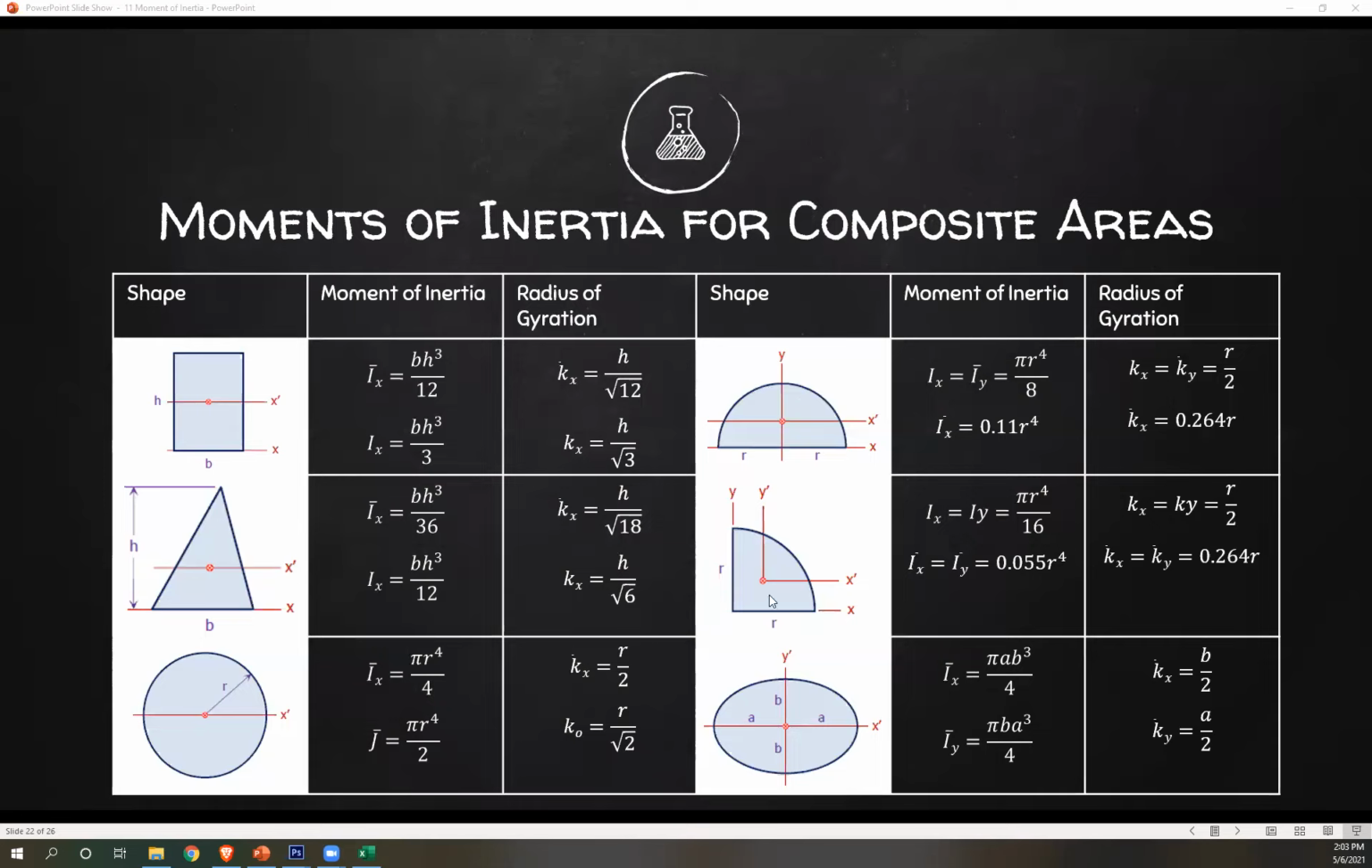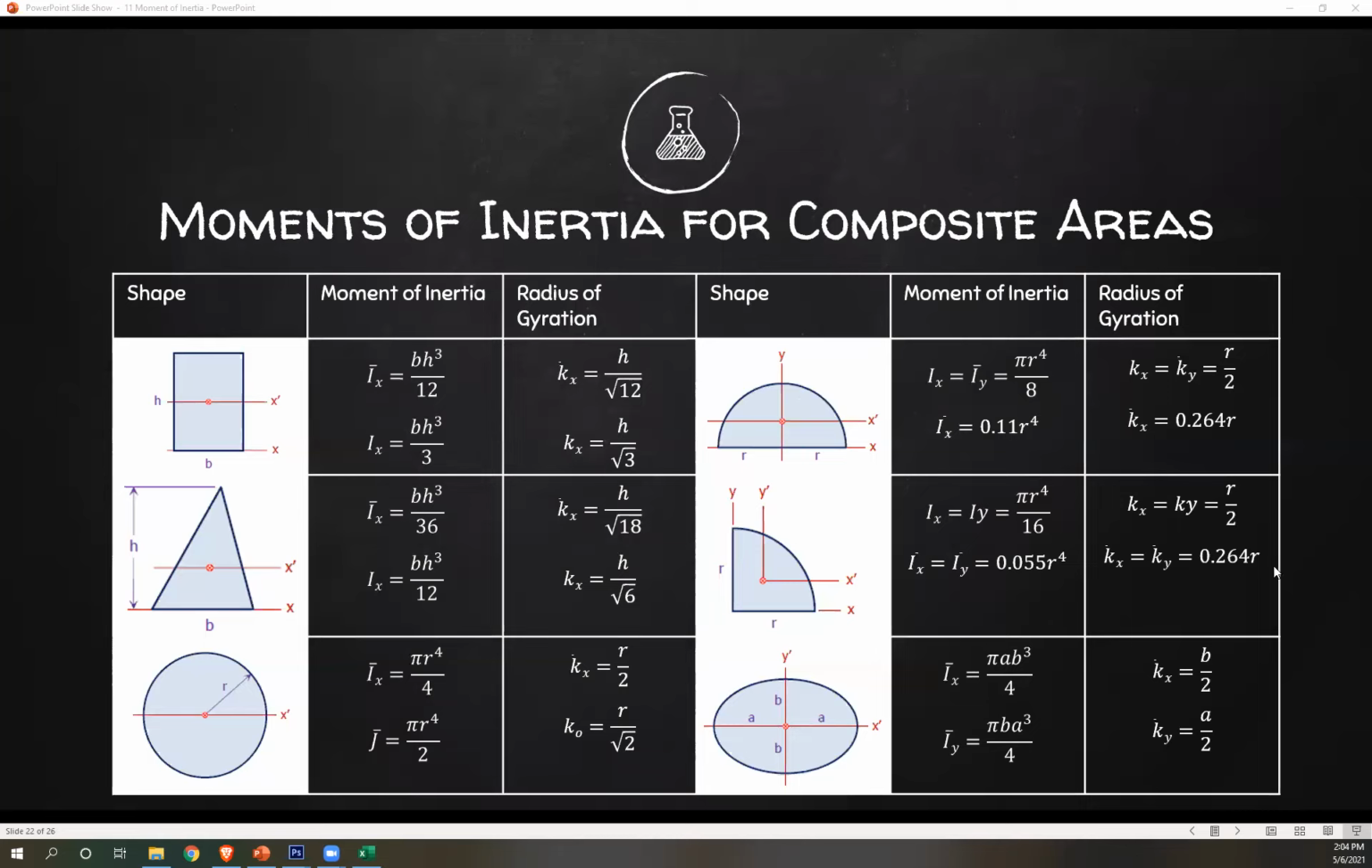Next, for your quarter circle, Ix equals Iy. So the moment of inertia about base x and base y is the same, pi r raised to 4 over 16. And the centroidal moment of inertia about x prime and y prime is the same, it's 0.055 r raised to 4. The radius of gyration about base x and base y is the same, r over 2. Likewise, the centroidal radius of gyration about x prime and y prime is 0.264 r.